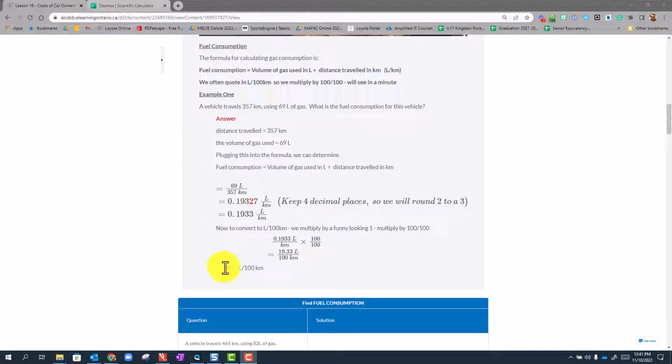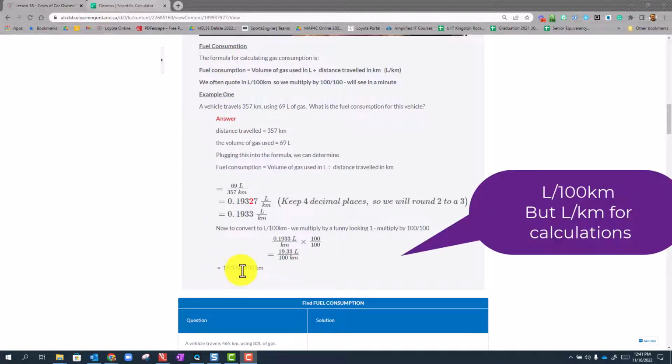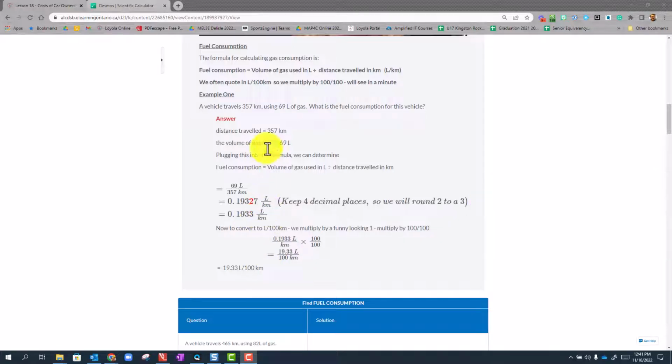Fuel consumption usually gets quoted as liters per 100 kilometers, but we're going to do our calculations in liters per kilometer. So let's start that first, and I've got the Desmos calculator ready to go. If I was going for a trip and I traveled 357 kilometers and used 69 liters of gas, what's the fuel consumption for the vehicle?